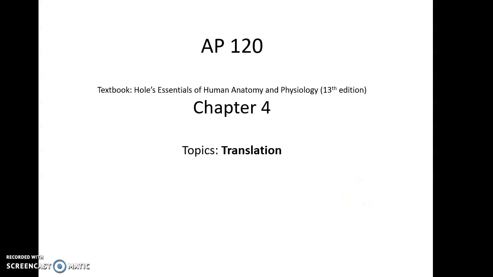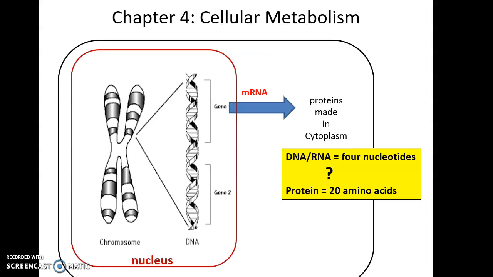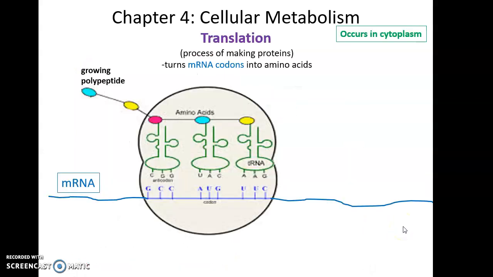AP 120, Chapter 4, topic is translation. So, the messenger RNA leaves and enters the cytoplasm in order to produce a certain protein. However, when we look at proteins, we see they have 20 different amino acids. But RNA, and DNA, only have 4 nucleotides. So how do you get from 4 nucleotides to 20 amino acids?